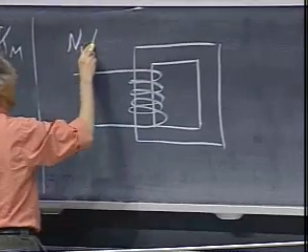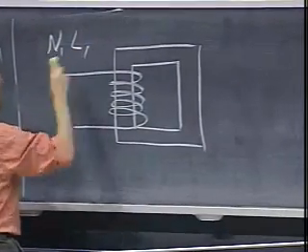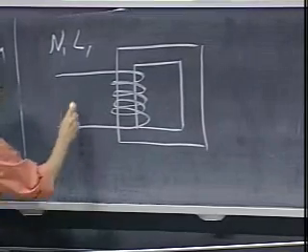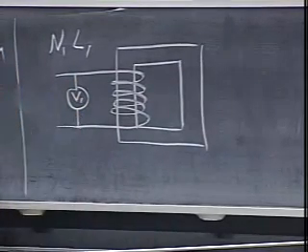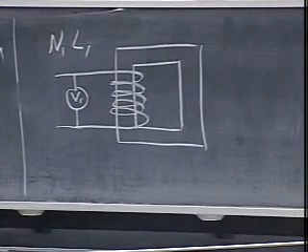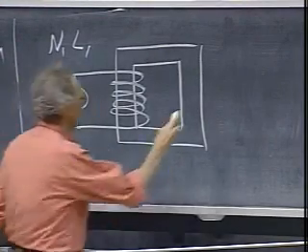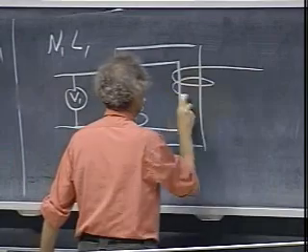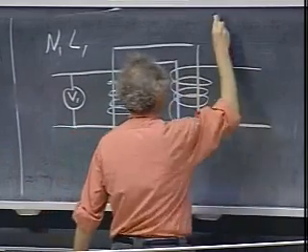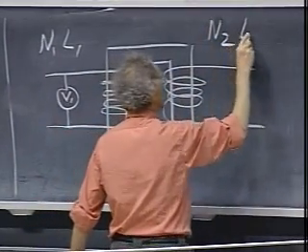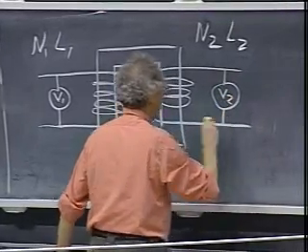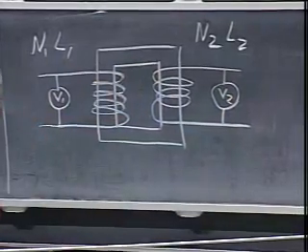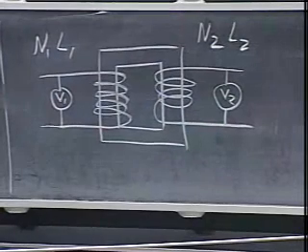N1 windings, self-inductance L1. And here I put in a voltmeter to always monitor that value. I call that V1. And this is the secondary side. N2 windings, self-inductance L2. And I put here a voltmeter which always monitors that voltage. And I call that one V2.